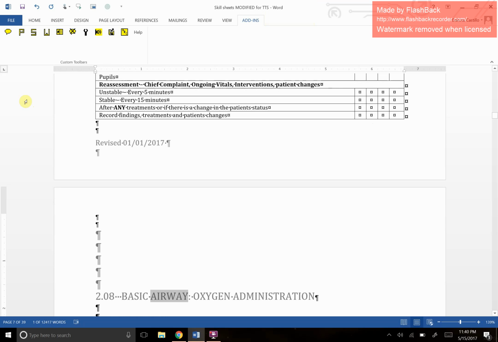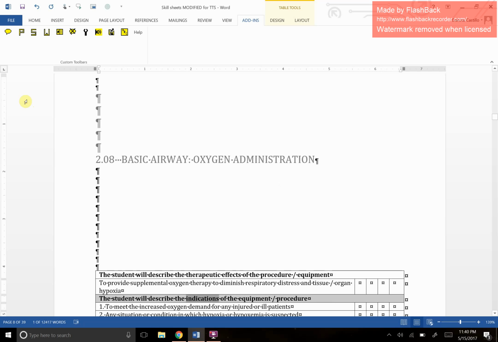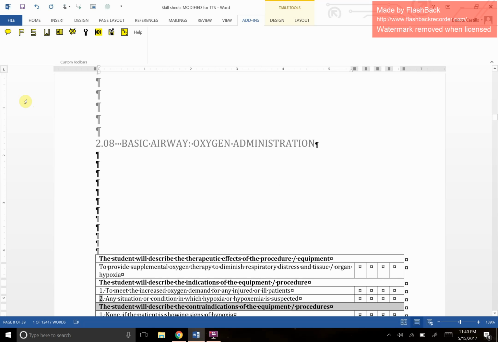2.08 Basic Airway, Oxygen Administration. The student will describe the therapeutic effects of the procedure/equipment: to provide supplemental oxygen therapy to diminish respiratory distress and tissue/organ hypoxia. The student will describe the indications: 1. To meet the increased oxygen demand for any injured or ill patients. 2. Any situation or condition in which hypoxia or hypoxemia is suspected.